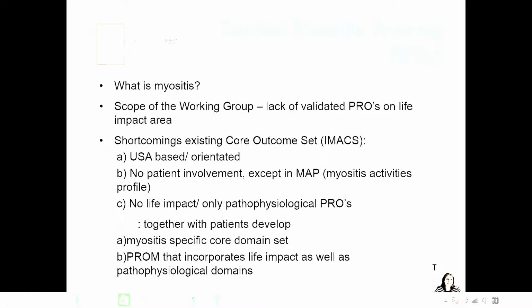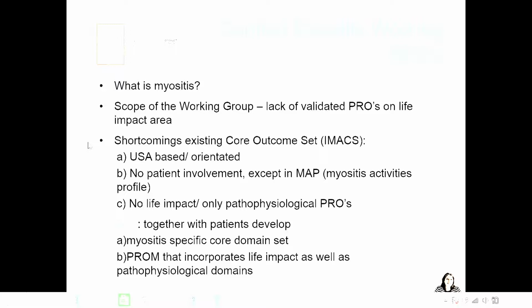Talking about the scope of our working group, outcomes used in myositis for clinical studies were predominantly based on pathophysiological manifestations of the disease, like Martin was saying earlier. The most used outcomes were muscle weakness or elevated muscle enzymes, that's the CK levels in your blood, or skin manifestations. But there were actually no patient-reported outcomes on the life impact area.